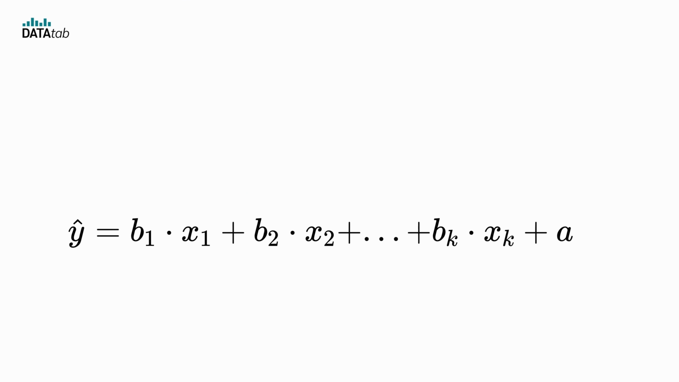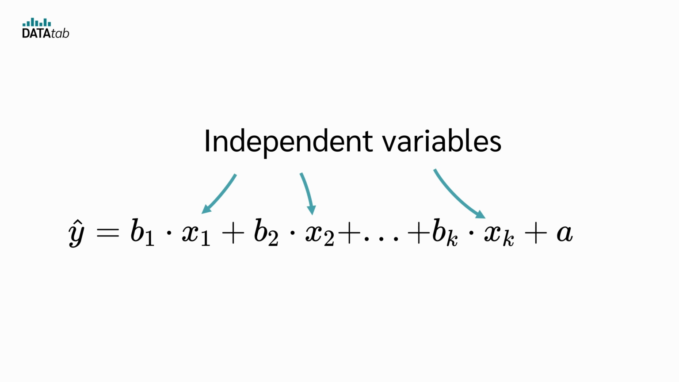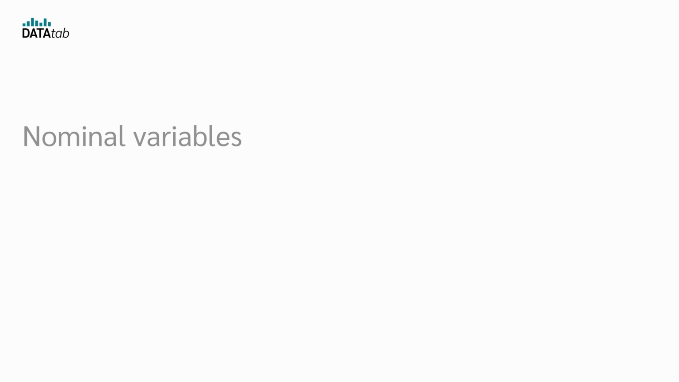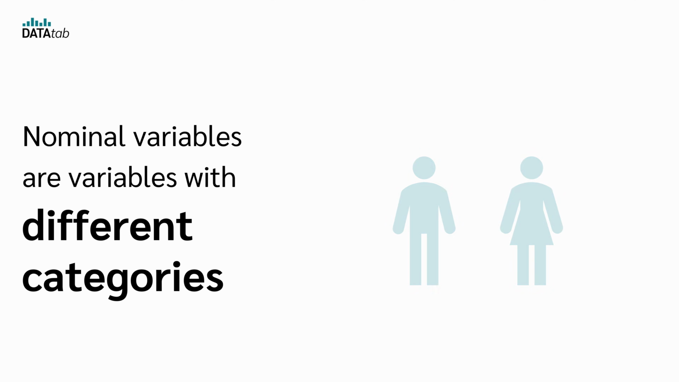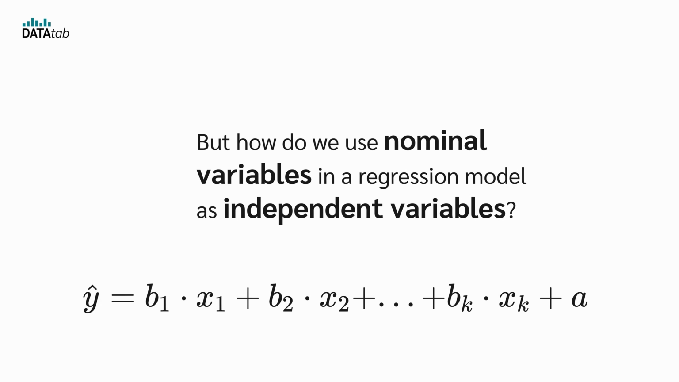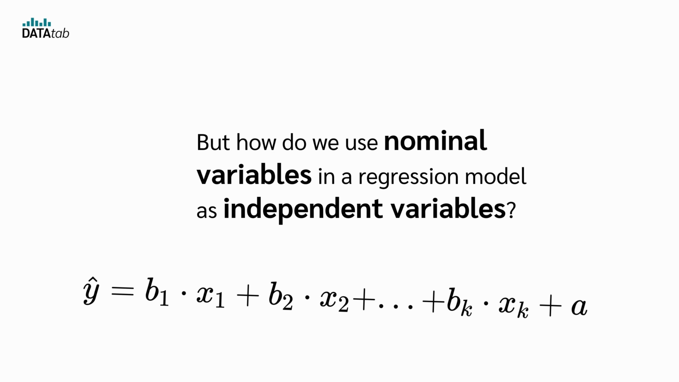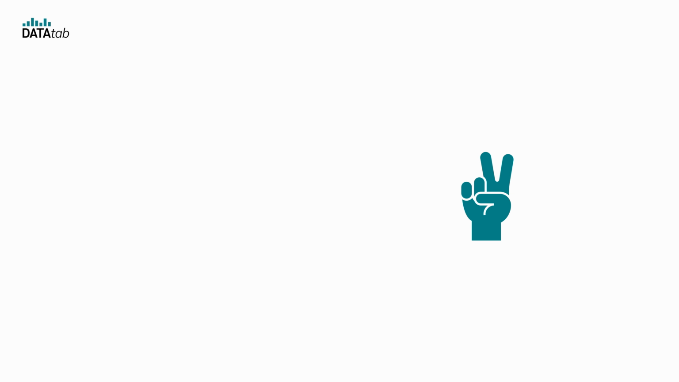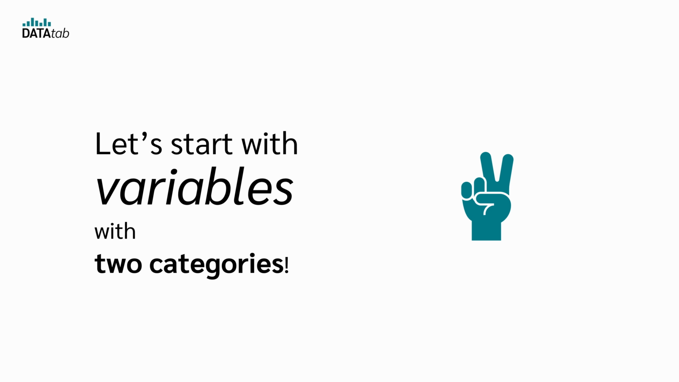Earlier in this video, I mentioned that independent variables in regression analysis can be nominal. Okay, but what are nominal variables? Nominal variables are variables with different categories, like gender with male and female, or vehicle type. But how do we use nominal variables in a regression model as independent variables? Let's keep things simple. Let's start with variables with two categories.